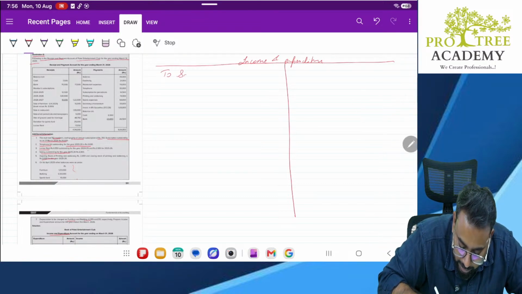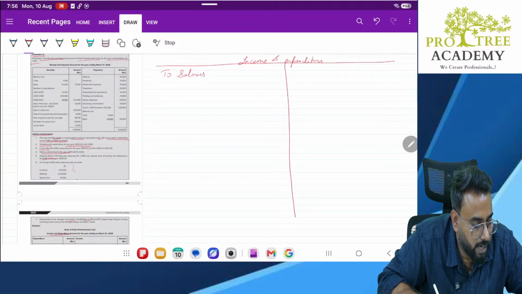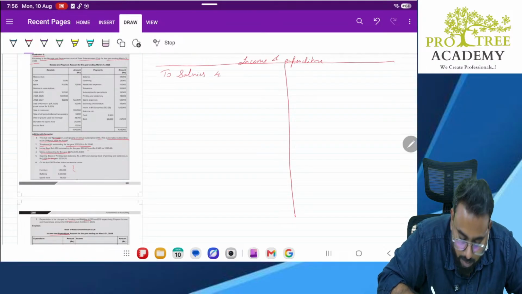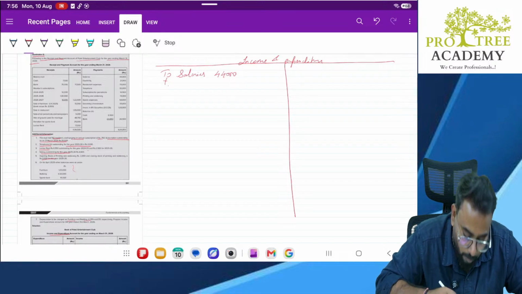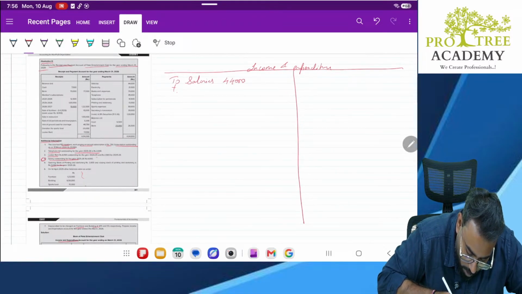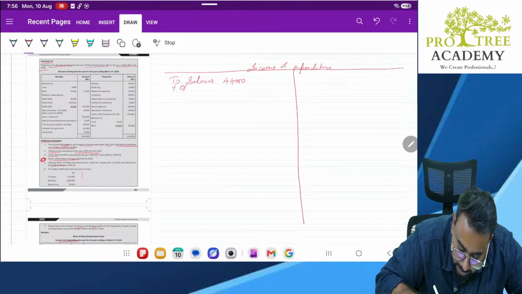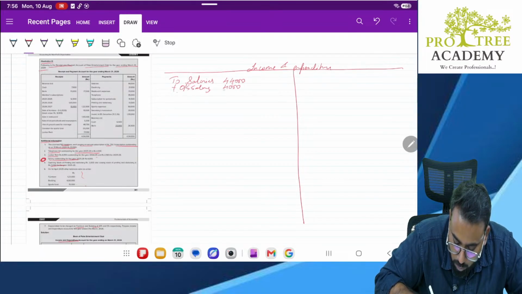To salaries. How much? Sir, 44,000. Yes, very good. 44,000. Plus, is there any outstanding? Salary outstanding for the year ended 25-26. Point number 4. Outstanding salary. How much? 4,000. So total salary 48,000. Okay, good.